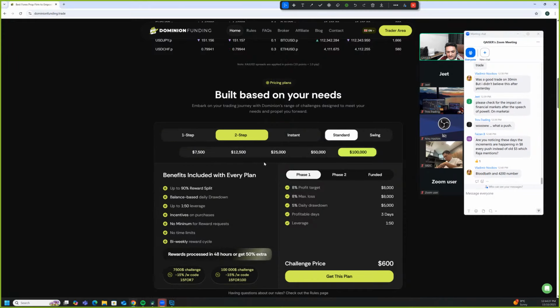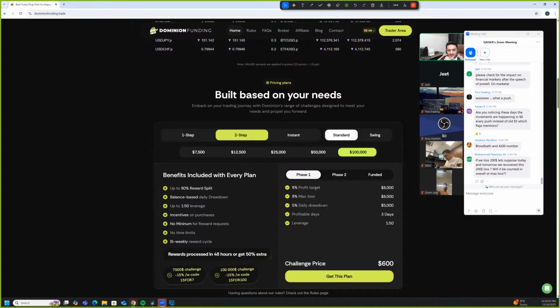For the second step, you have two phases. In the first phase you need to target $8,000, 8%. Overall loss is 8%, and daily drawdown is 5%. So it has more bracket for your drawdown. That's why it's better than one step, I would say.